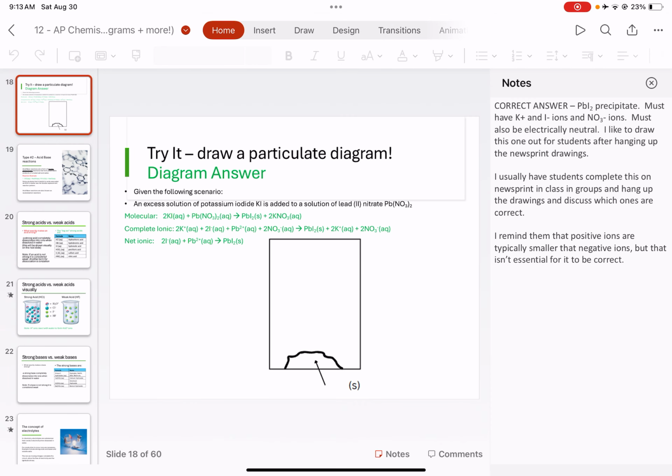Okay, so the corresponding PbI2 must have K plus and NO3 must also be electronically neutral. So that's what we were talking about right here, where they have to balance out. As always, one of our students should complete this on the newsprint in class. Remember, the positive ions are typically smaller than the negative. That isn't essential for it to be correct. So yes, the one that we did is going to be correct. It has to be electronically balanced.